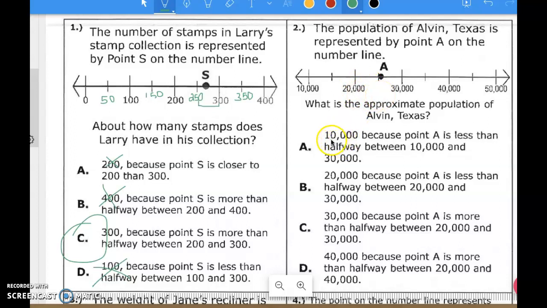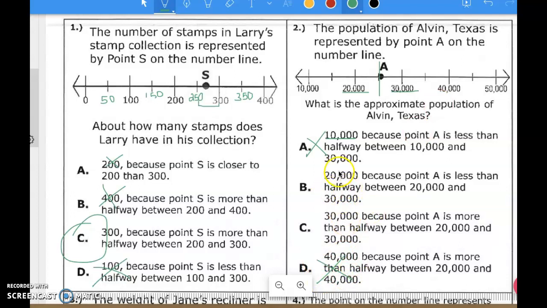Okay, let's see. Oh, no, I need to write my number. Between 20,000 and 30,000, it's pretty much in the half of the line. That will be 25,000. Let's see, 10,000. Is that accurate? No, it's over 20,000. This one, 40,000. Do you think it goes all the way over here? No. So I discovered the two that are totally wrong.